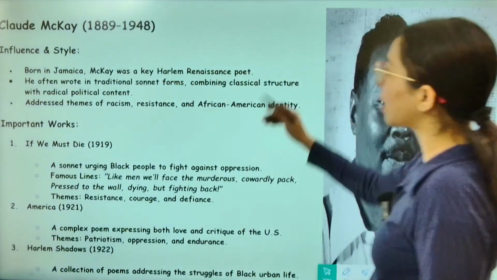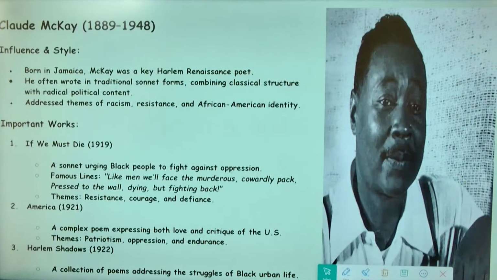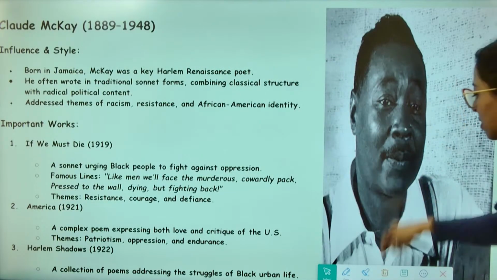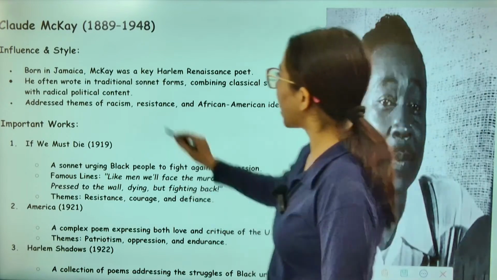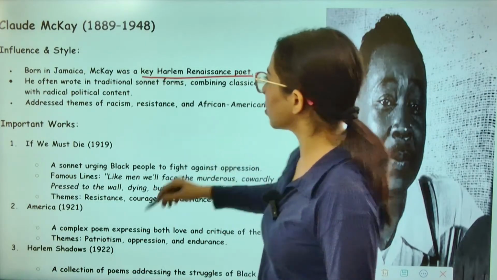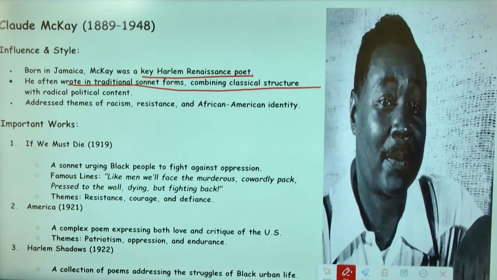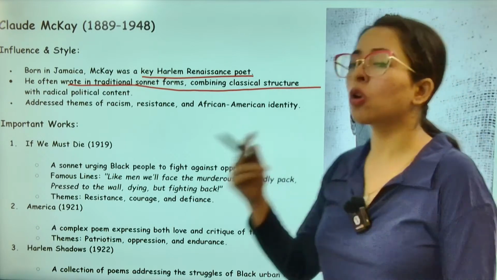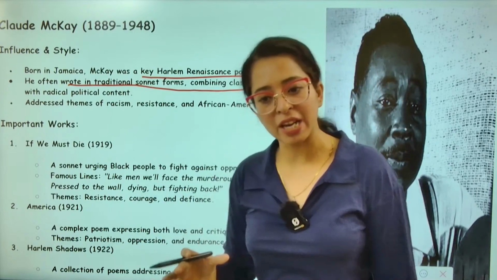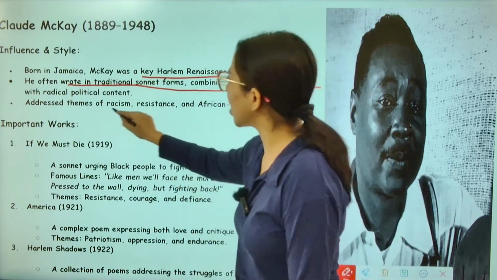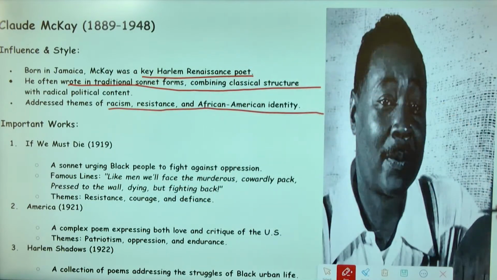Langston Hughes. Now we're coming to Claude McKay. Claude McKay, born in Jamaica. This is Claude McKay, guys, and was a key Harlem Renaissance poet. He often wrote in traditional sonnet forms, combining classical structure with radical politics. So Alan Locke, Langston Hughes, Claude McKay, all these are Harlem Renaissance poets. Address themes of racism, resistance, and African American identity.